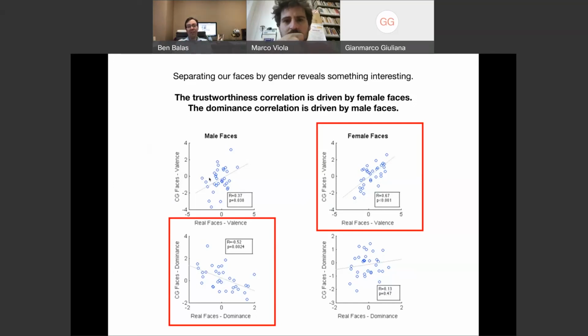On the other hand, that negative relationship for dominance turns out to be driven almost entirely by the male faces. You can see that male faces have this significant negative relationship between real and artificial appearance for dominance, and female faces have no relationship at all. So again, this kind of shows that when we're inferring these personality variables, they are also gendered. And because animacy is also gendered, that means that artificial appearance interacts with these personality variables in a way that depends on these sex categories too.